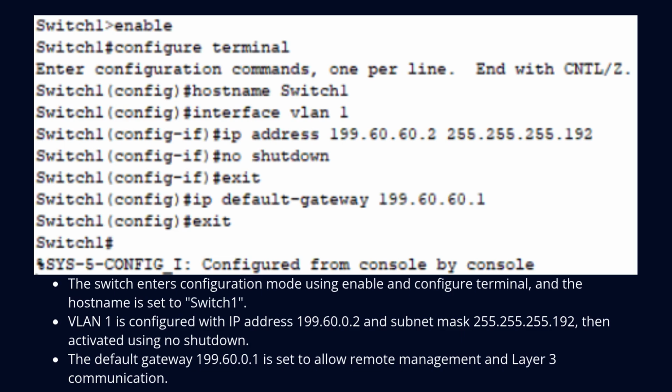And next, the switch enters configuration mode using enable and configure terminal, and the hostname is set to switch 1. VLAN 1 is configured with IP address 199.60.0.2 and subnet mask 255.255.255.192, then activated using no shutdown. The default gateway 199.60.0.1 is set to allow remote management and layer 3 communication.